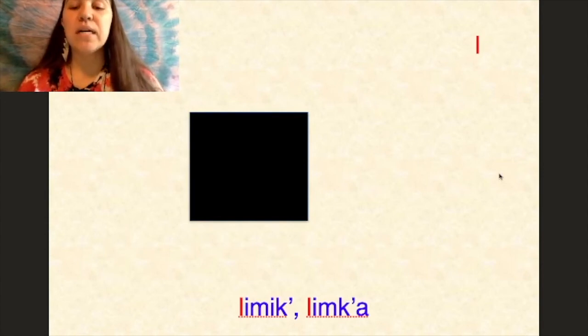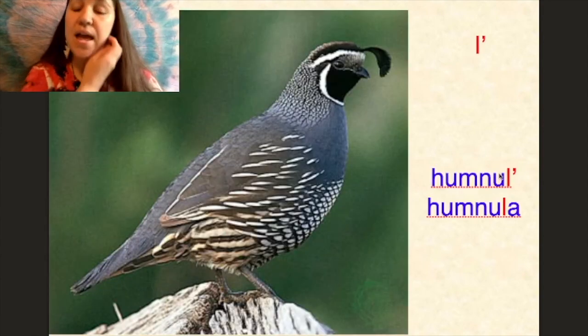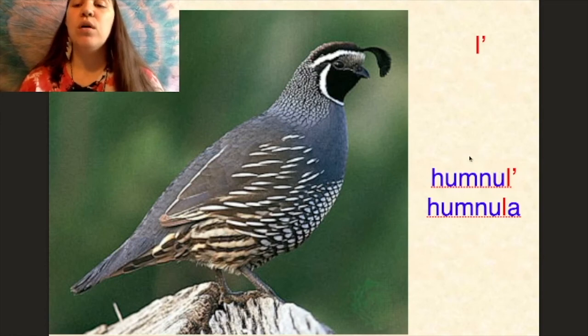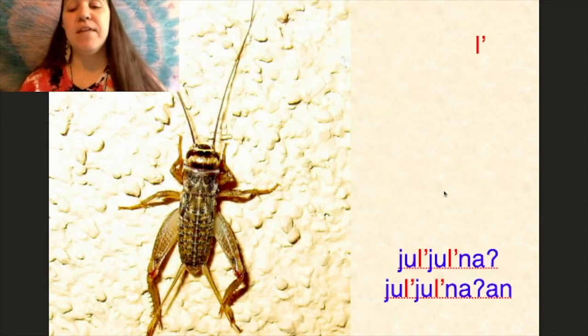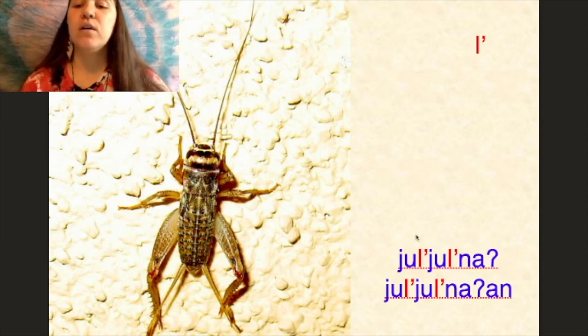And for that sound, we have limik, limka. That's our word for black. And our word for quail, we have humnol, humnola. In our subject form of quail, we have humnol, and the object form is more of that softer O sound, humnola. And we have that in our word for Chukchansi.